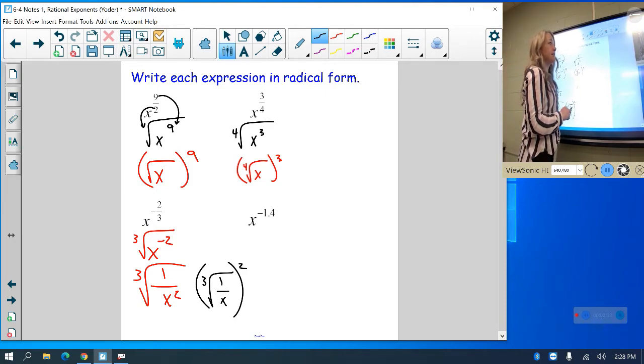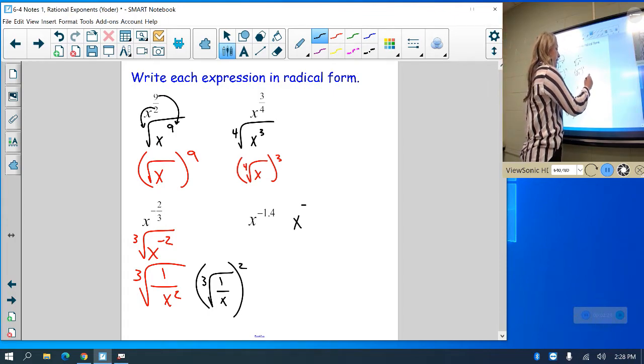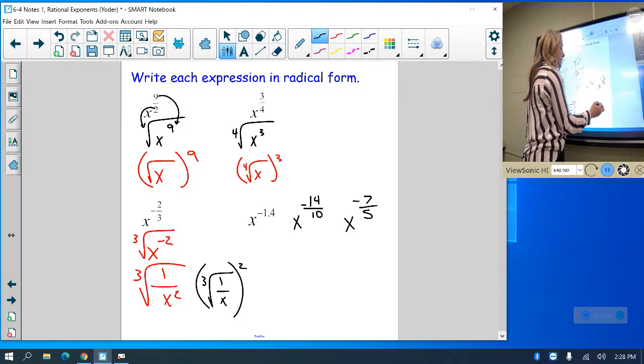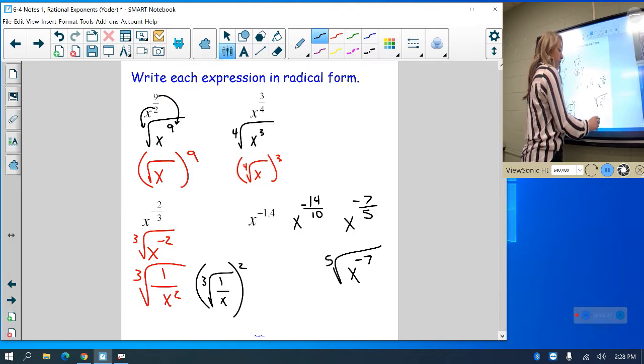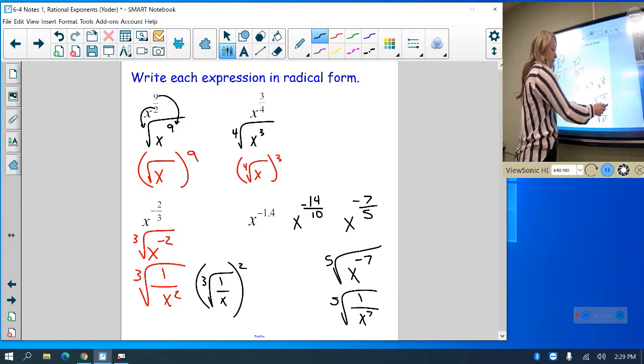This one, if you have a decimal, to write it as a fraction, you basically just have to read the decimal. This is 1 4/10 or 14/10. So what happens is I just have to write this as x to the negative 14/10. Now what happens is I reduce my fraction. I have x to the negative 7/5. Change it to radical form. So I have the 5th root of x to the negative 7. And now put it in the denominator with the negative. And it looks like this. We could also write it the other way around where the 7 is on the outside.